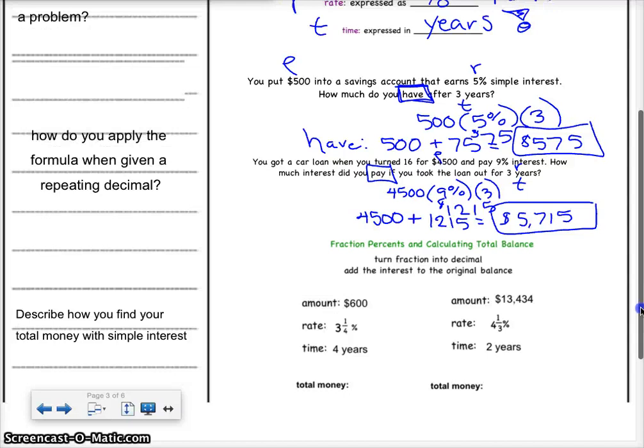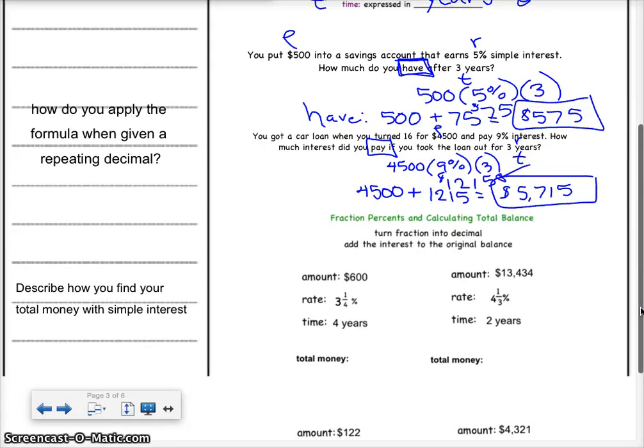Okay? And also, let's take a minute to just appreciate what that means. So if the bank lends you $4,500, in 3 years they earned $1,215 off of you. So it's a good investment for the bank to go ahead and lend, because they get their money back plus extra. So I think that's pretty nice, right?